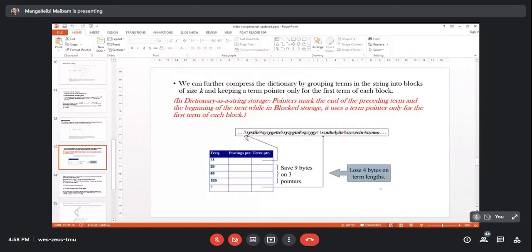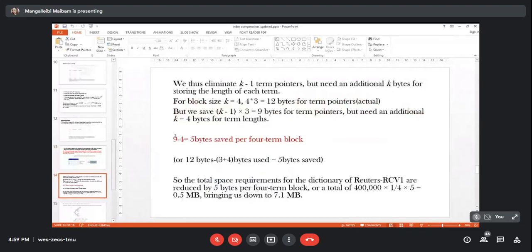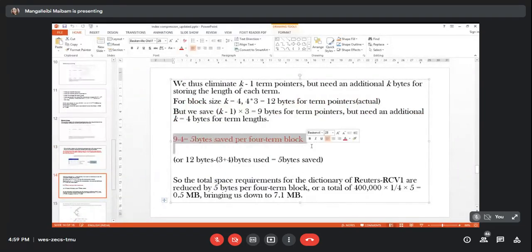But what happened? We are using the term length here. Style has 7 characters, so 7 bytes. Zygetic has 9 characters, so 9 bytes. So we are giving the term length here, and for storing the term length we need additional bytes. Actually, we said 9 bytes saved, right? But since we use the term length here, we are going to spend another 4 bytes. So 9 minus 4, we have saved only 5 bytes. That is what is written here.